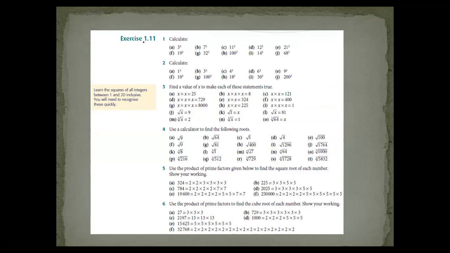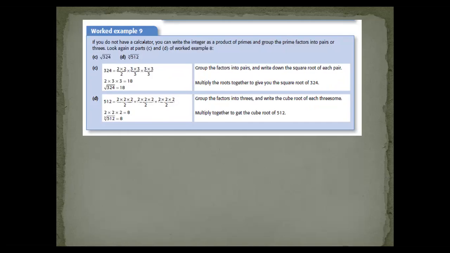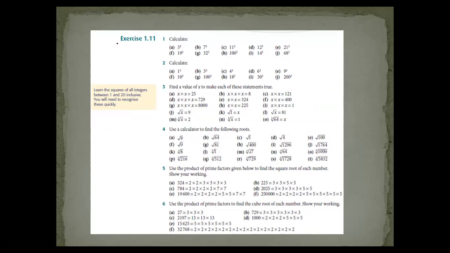There are some examples of exercise 1.11. Calculate. First of all, 3 squared is not difficult, it is 9, and 7 squared is 49, and 11 squared is 121. So the others are also not difficult.